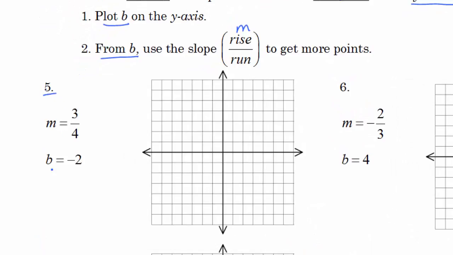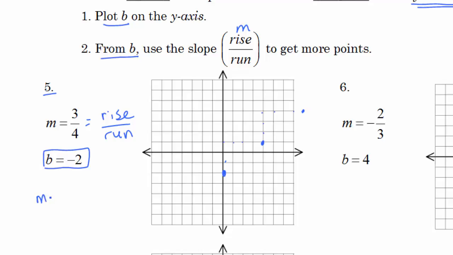So looking at number 5, we're going to plot the B on the y-axis, and then we're going to use our slope to get more points. So from here, from our B, we're going to rise 3 and run 4, and it's all positive. So we're going to go up 1, 2, 3, and over 1, 2, 3, 4, put a point. Do it again from this point. Up 1, 2, 3, and go over 1, 2, 3, 4. Yeah, I know we ran out of paper, but that's okay.